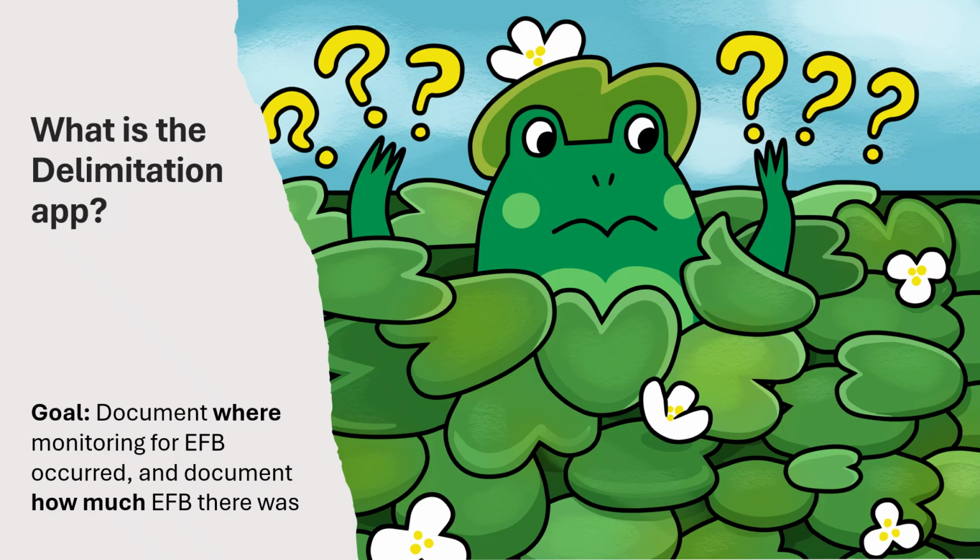First, let's talk about what the Delimitation App is. The goal of this app is to document where monitoring for EFB occurred and document how much EFB there was, if any. This allows you to keep track of your monitoring efforts while also supporting data collection for the region. At the end of the year, all EFB presence locations are submitted to MISIN, the Midwest Invasive Species Information Network, for inclusion in their database.